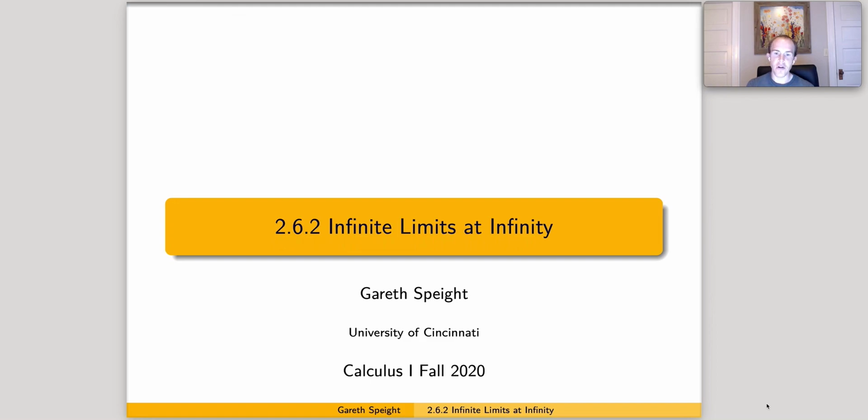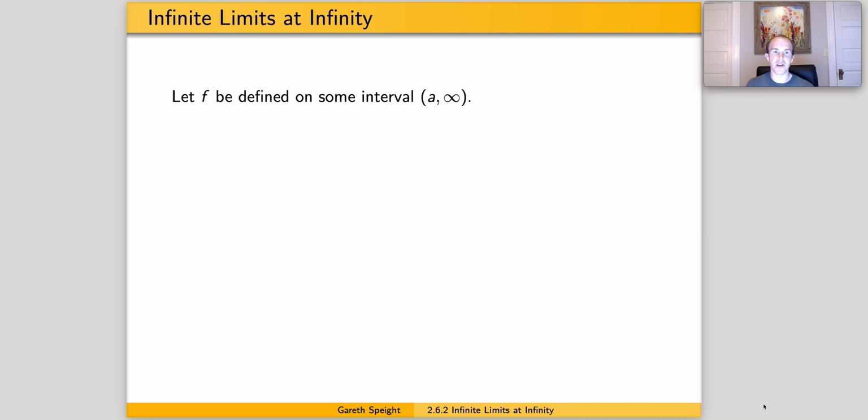Hello, everyone. So there is one case we haven't looked at yet with limits, which is what happens when, as x tends to infinity or minus infinity, the value of the function is also going to infinity or minus infinity. So that's the one case we haven't done. So let's take care of it now. And it's going to be pretty much as you'd expect.